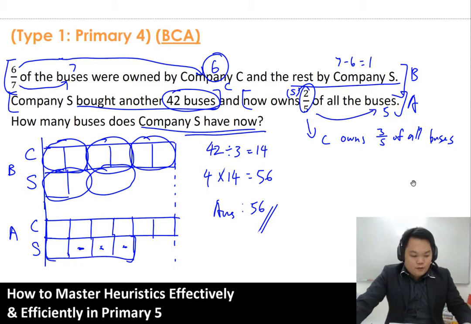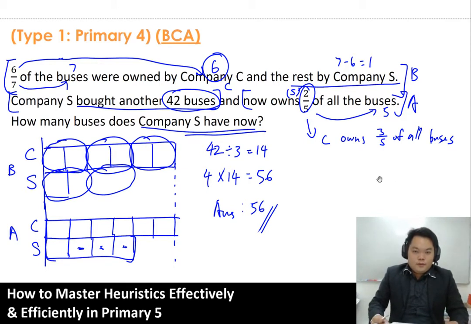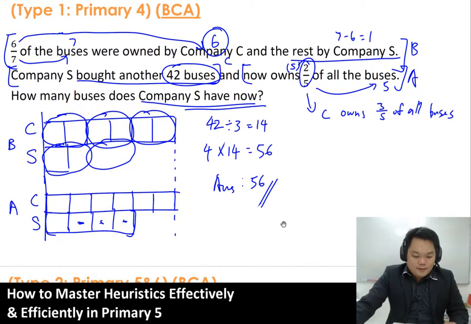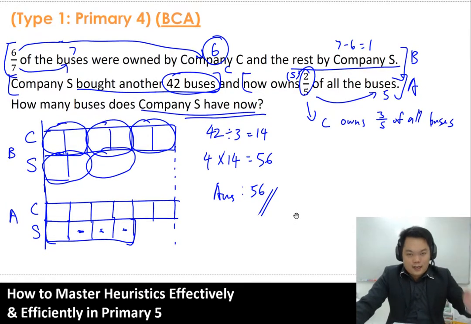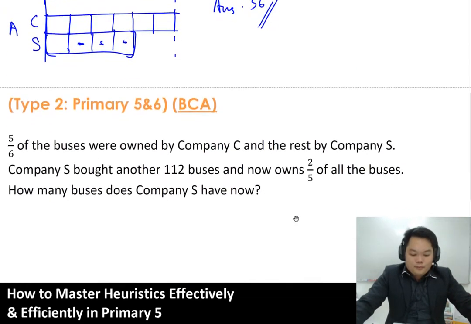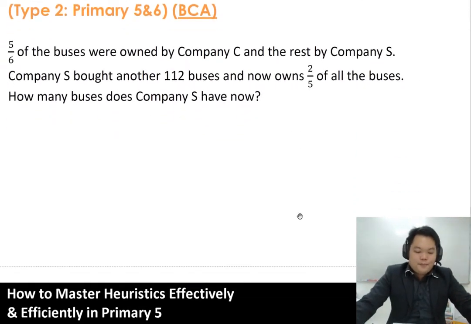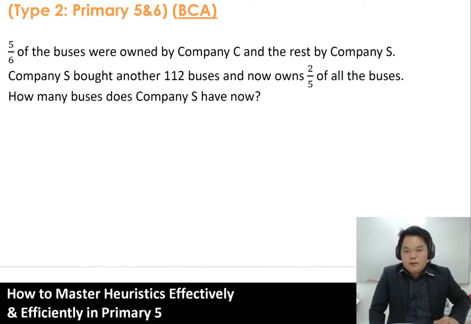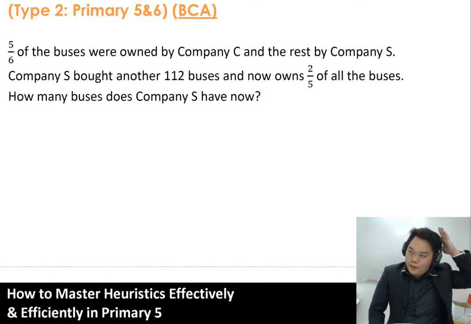But as we go on further, we will see that it is more difficult to use models, and I'll explain why in a while. So this is considered a hard problem at P4. If this were to come out at P5, this would be considered easy. This problem will be quite difficult at P5 because they are starting to learn the ratio somewhere around term 2.